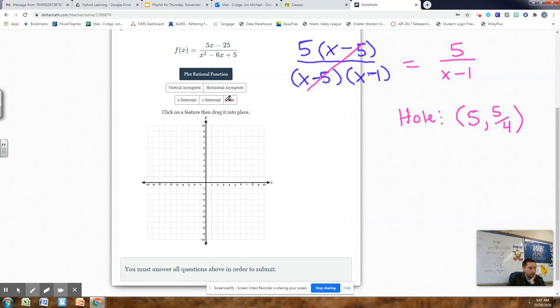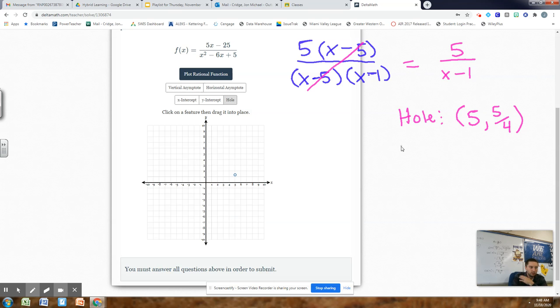Okay, so then to plot that, I'm just going to click on hole, and it pops up here for me, and then I just have to click and move it to where I want it. So 5, and then 5/4 is just a little bit more than 1, so I'll plop it right there. Okay, and then my advice would be to continue with our normal process.